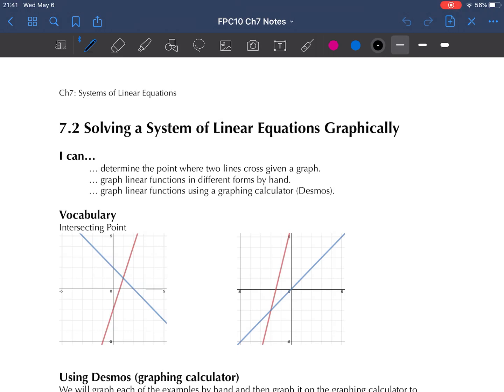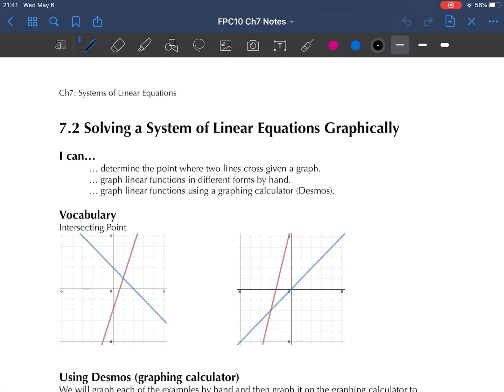Hello, this is Mr. Stein, and in this video we're going to look at section 7.2, solving a system of linear equations graphically. By the time you're done this section, you should be able to determine the point where two lines cross given a graph, graph linear functions in different forms by hand, and graph linear functions using a graphic calculator such as Desmos.